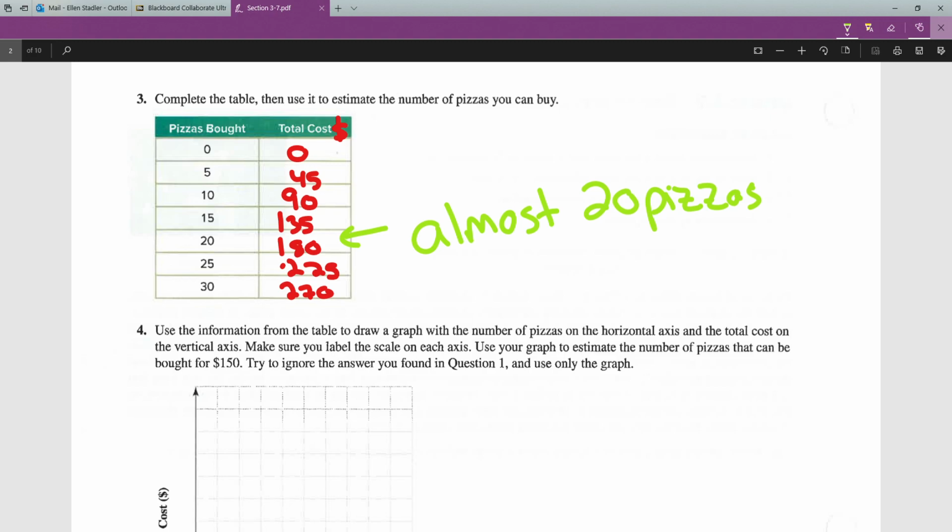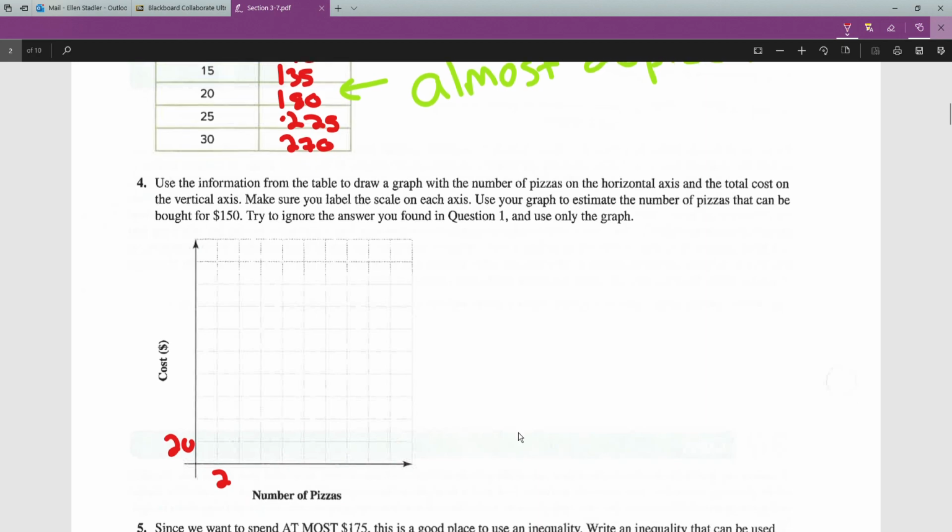So back to our graph now. We're going to plot these and use the graph to estimate the number of pizzas we can buy. So we know that we had 0, 0. I know that 5 pizzas costs $45. So right about there. I know that 10 pizzas cost $90. 4, 6, 8, 10, 60, 80.